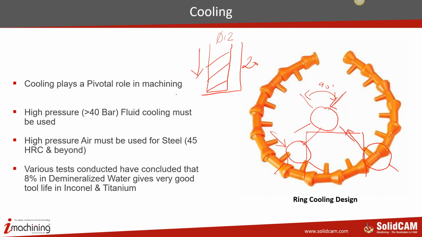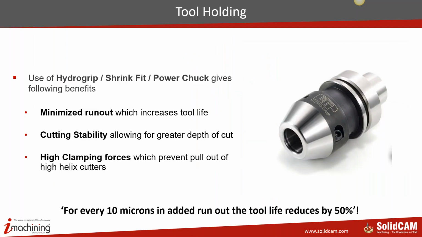So if you have a collet, it's a recipe for disaster, because the holding is hardly 1D in a collet. It will just pull the tool out of the collet. Shrink fit for large diameters is really not suggested. The best is to go for hydro grip or power chuck, which give you a very big clamping area and very rigid holding. It also, by the way, gives a low run out on the tool. Like I said, use hydro grip, shrink fit or power chuck.